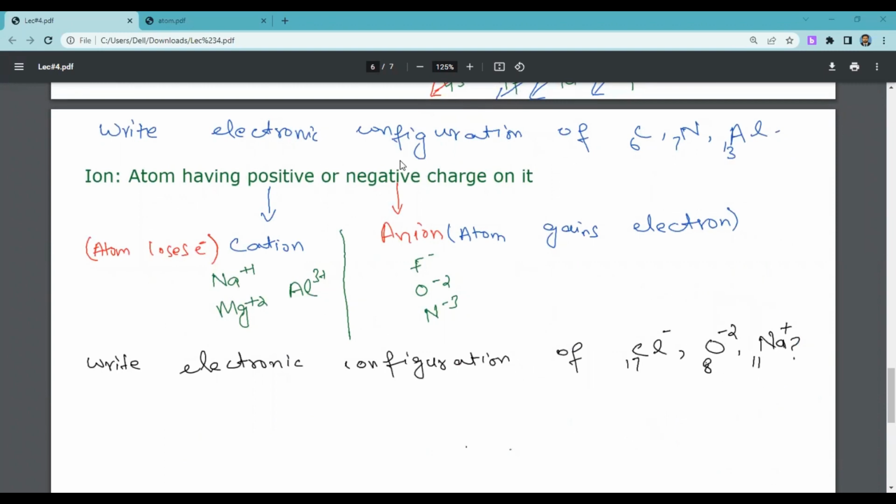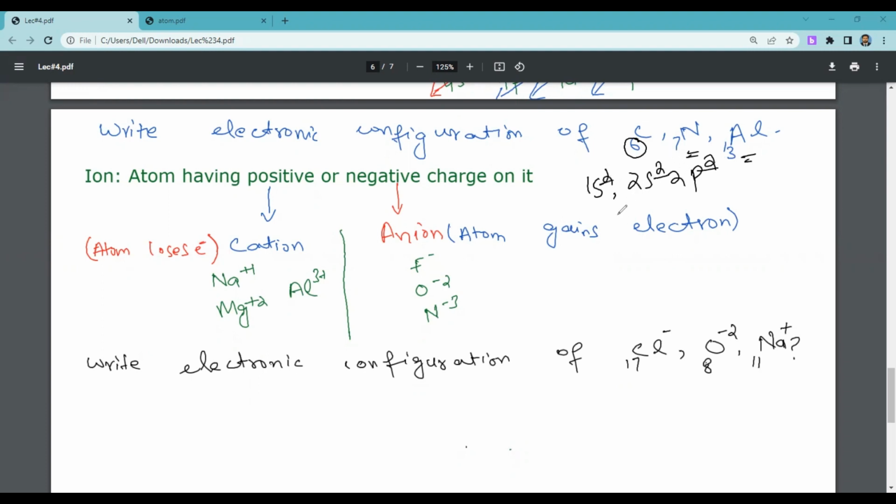Just write the electronic configuration of carbon 6, nitrogen 7, and aluminium 13. For carbon, only 6 electrons are present. It means that 1s2, 2s2, 2p2. Here 6 electrons are completed.